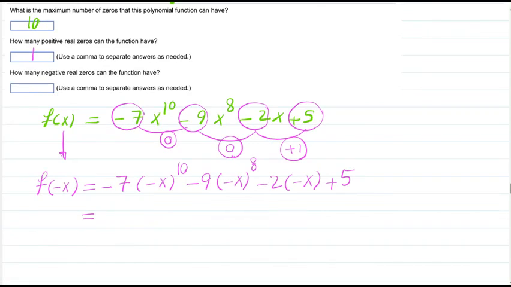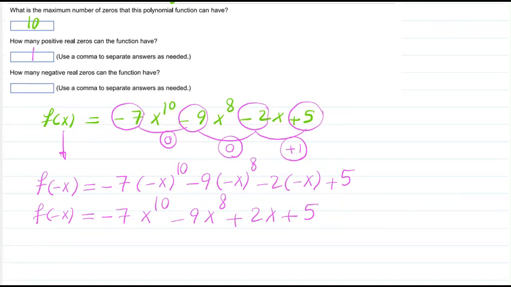Let's rewrite it. Negative x to power 10 becomes just x to power 10, because negative 1 to power even is positive 1, and negative 1 to power odd is negative 1. So f of negative x is negative 7x to power 10 minus 9x to power 8 plus 2x plus 5.